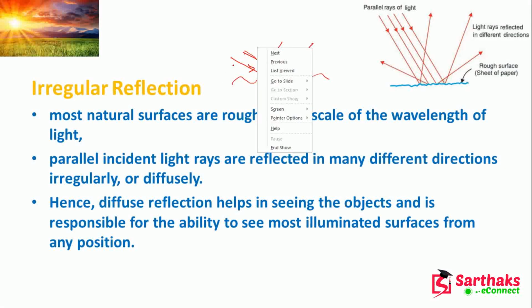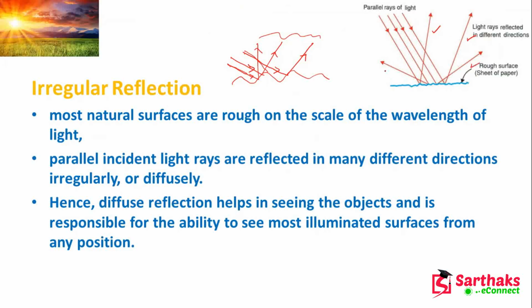If any ray falls here, it will reflect back like this. Whatever rays have bounced back, these rays are not parallel to each other. Here you can see this ray, this ray, this ray, this ray. They are not parallel to each other, but the light rays which fall on the surface are parallel. The bounced back rays are not parallel.